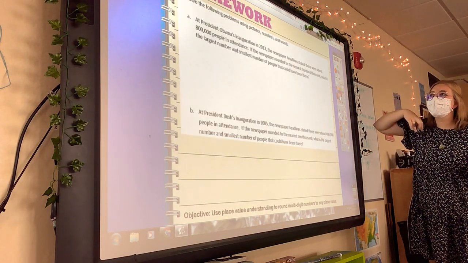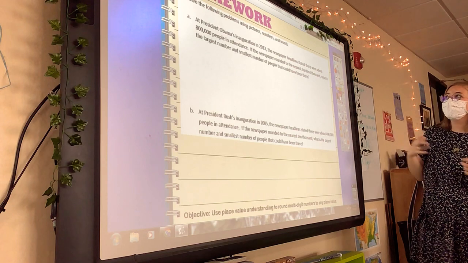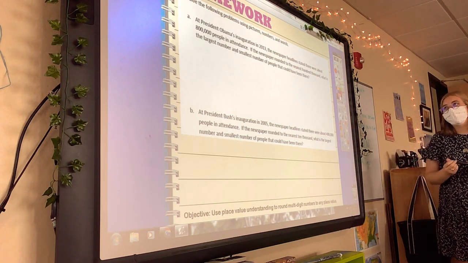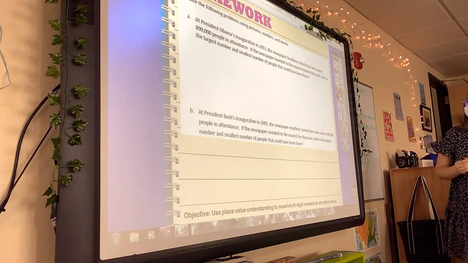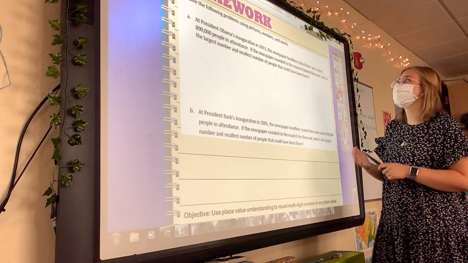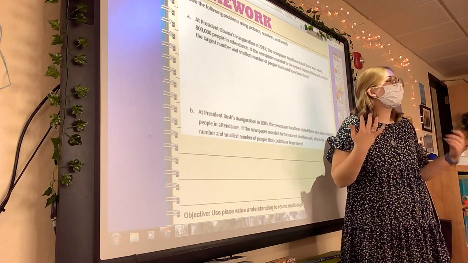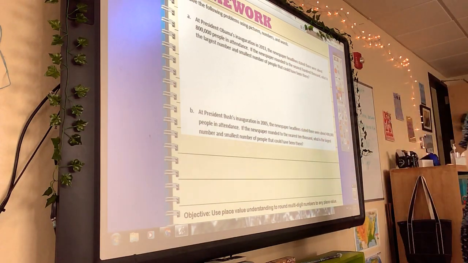All right, and then 4 is going to be word problems. You guys can handle it. You've got it, okay? So you're going to solve the following problems using pictures, numbers, and words. So just do your best to solve the problems. I'm not picky about how, okay? As long as you solve it, okay? You ready to get started? Yes. Okay, you have about 10 minutes. No other questions?